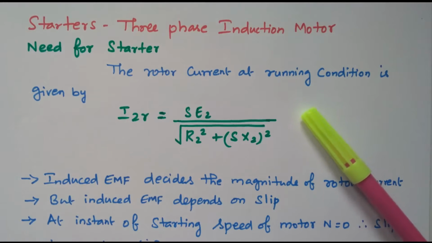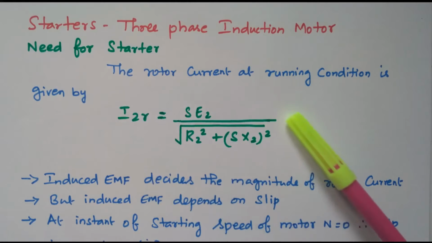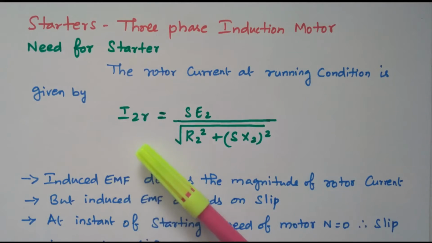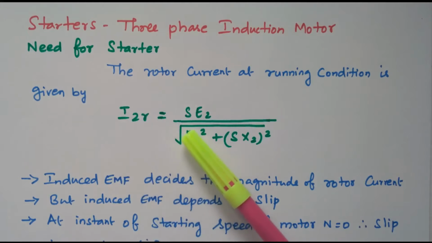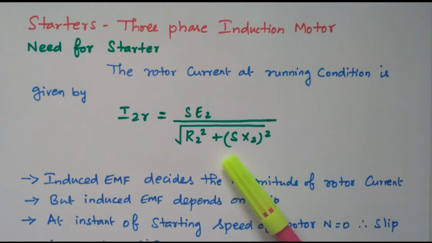Now we'll go to the topic. The need for the starter. The rotor current at running condition is given by I2R equal to S E2 divided by square root of R2 square plus SX2 the whole square.